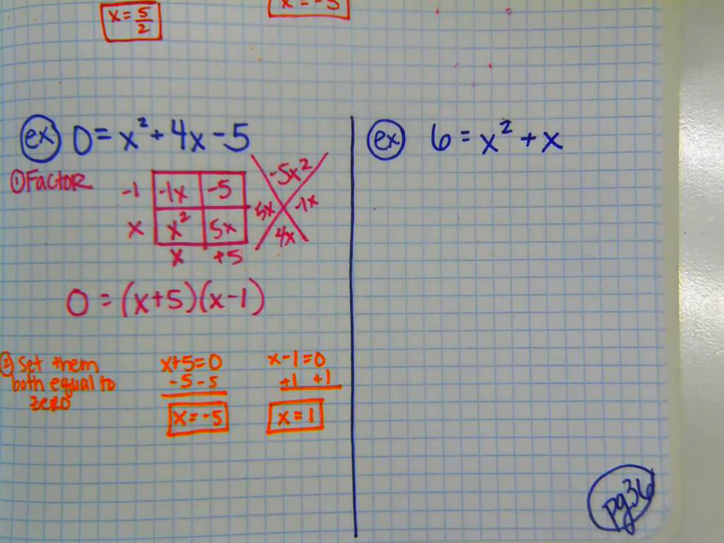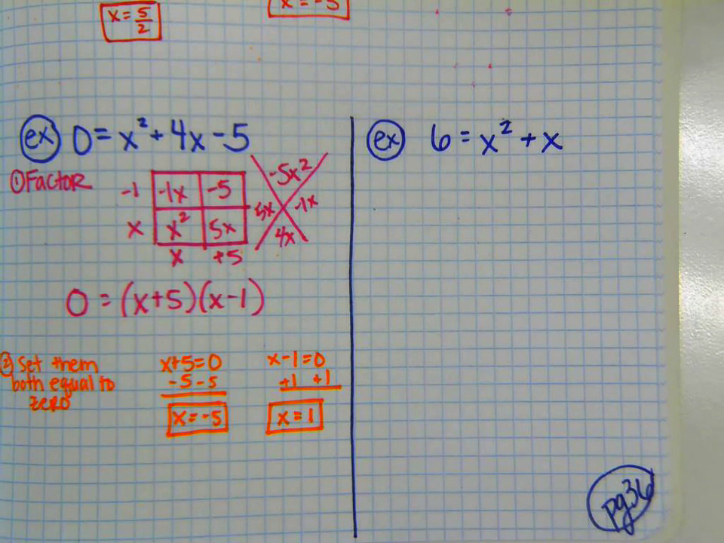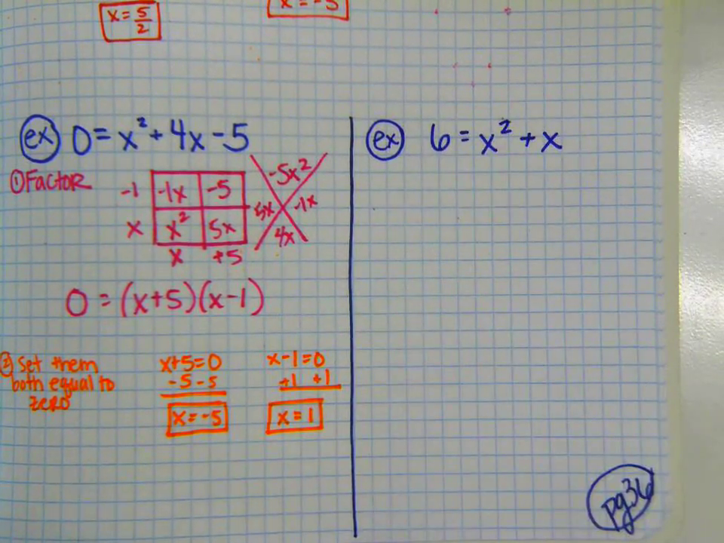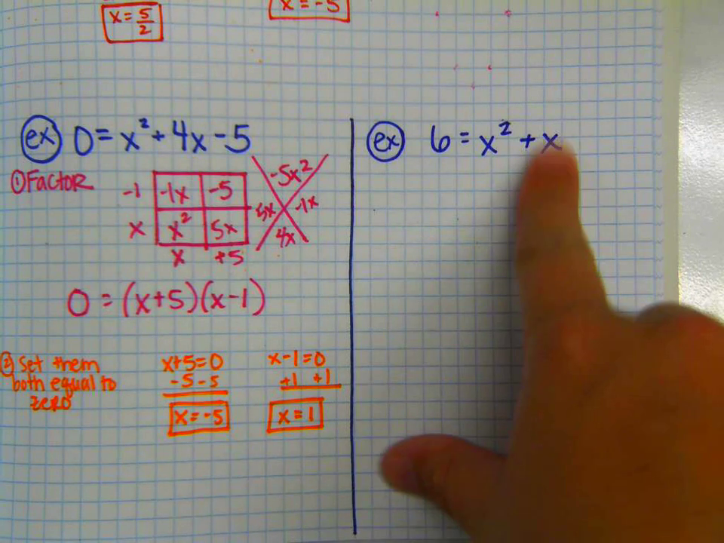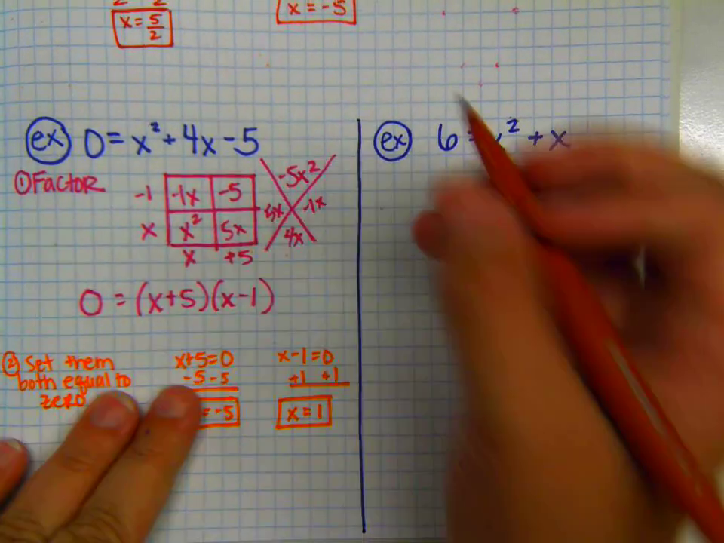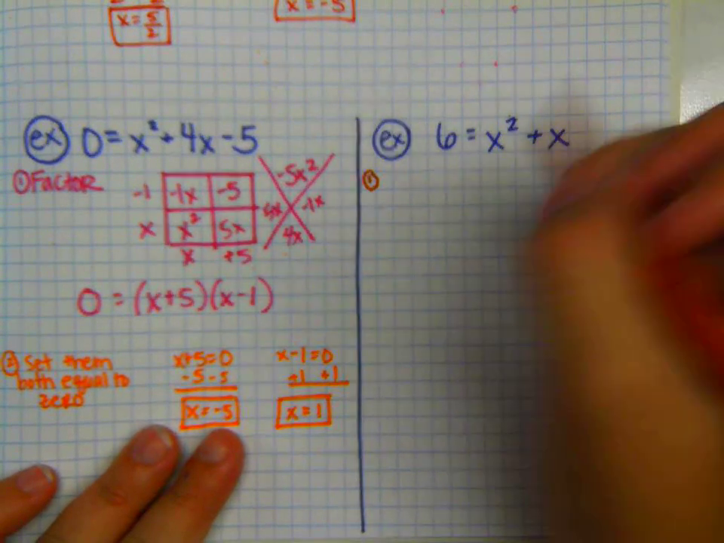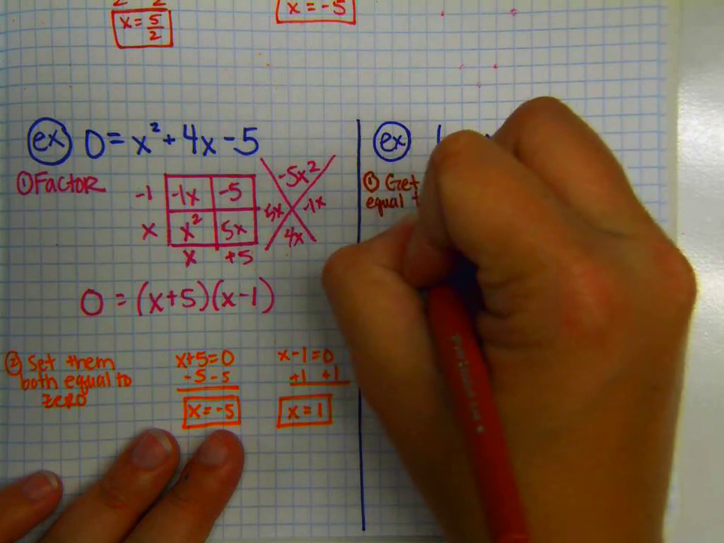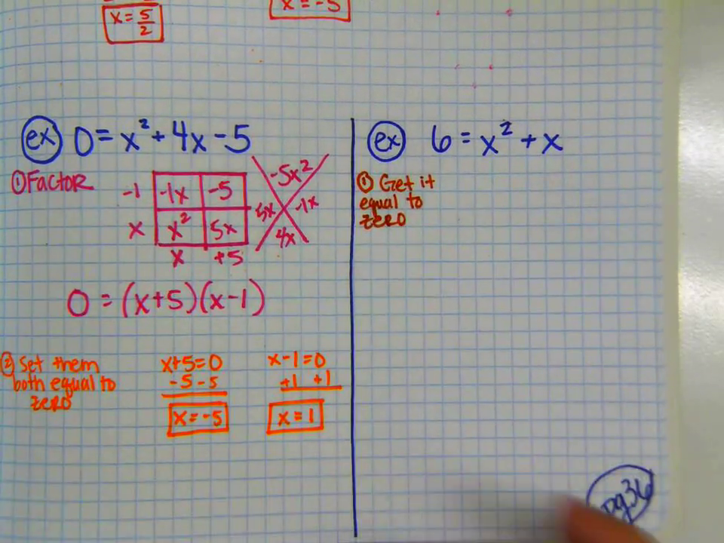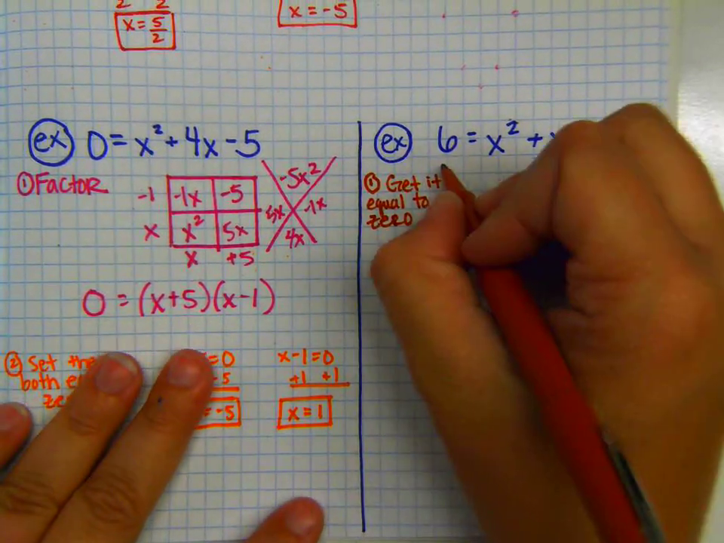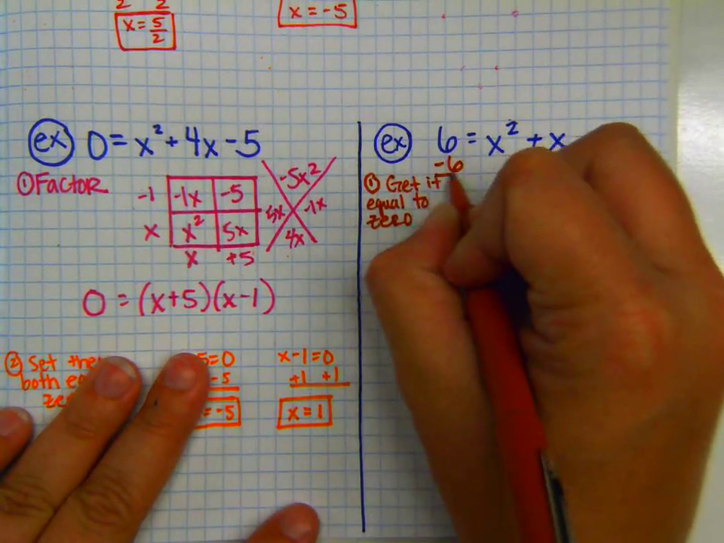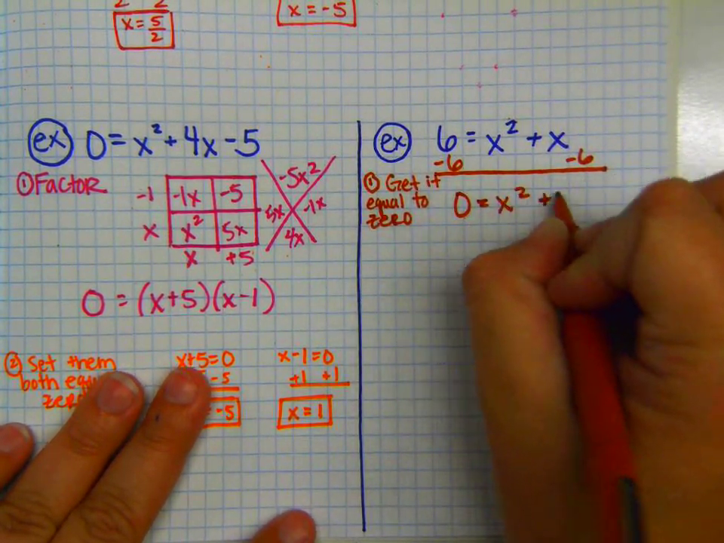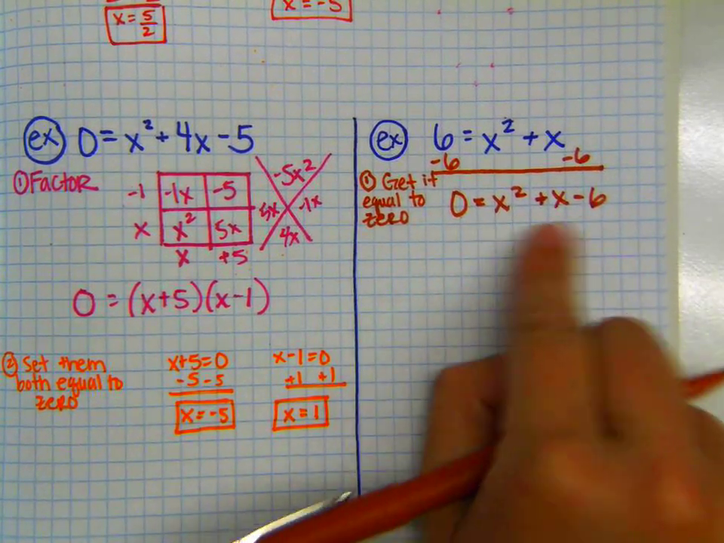Okay. So what do you think the first step to this problem will be? Is this in a form that we can factor? Well, not yet, right? Normally we have an x squared, an x, and then a number. So the first step here will be to get it equal to 0. It has to be equal to 0 to use the zero product property. Okay, so I'm going to start by subtracting 6. So that makes this side equal to 0. And now I have this, which I can factor.